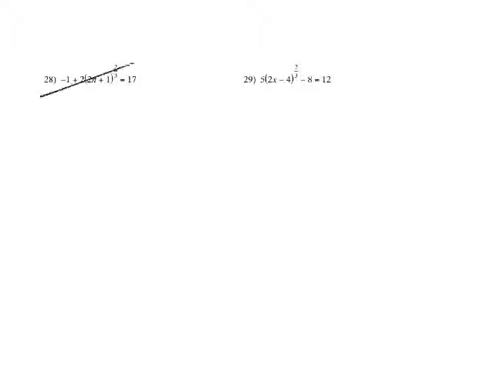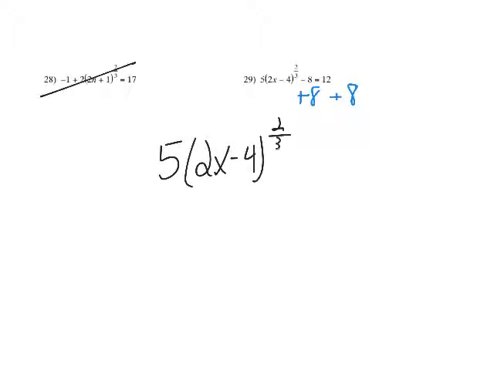Okay, so again, not going to do the even one for you. This is another equation with a rational exponent, but I will do the odd one for you. And we start, as always, with isolating that variable. So we're adding 8 to both sides. So we get 5 times the quantity 2x minus 4 raised to the 2/3 power equals 20.